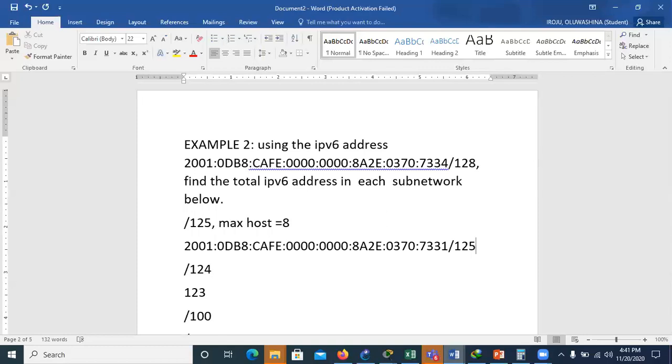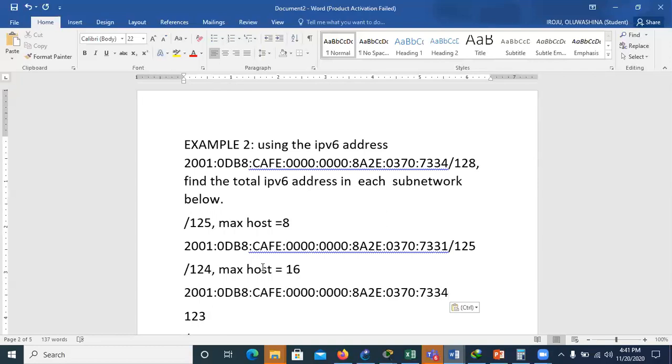This is the network address. Let's go to 124. 128 minus 124 gives us 4. 2 raised to the power of 4 gives us 16, which means in this one the maximum host we can ever get equals 16. Now, what is the network address? Paste it. If this one is 16, when you subtract 124 from 128, it gives us 4 bits. Remove 4 bits from here. This will be 0, because it's already 4. So here it's going to be 0 /124.